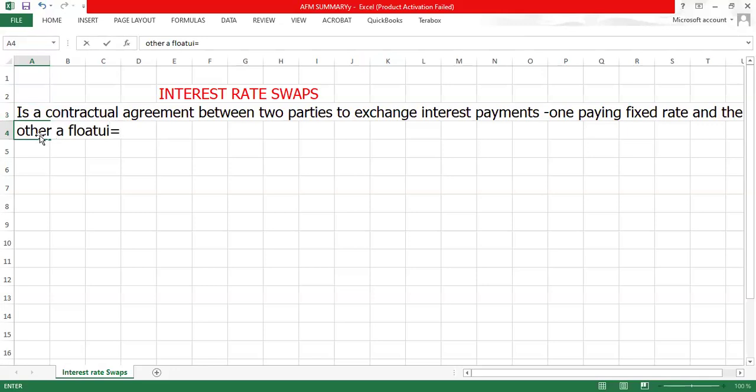The other will pay a floating rate, or what we call a variable rate, that is based on a notional principal amount.